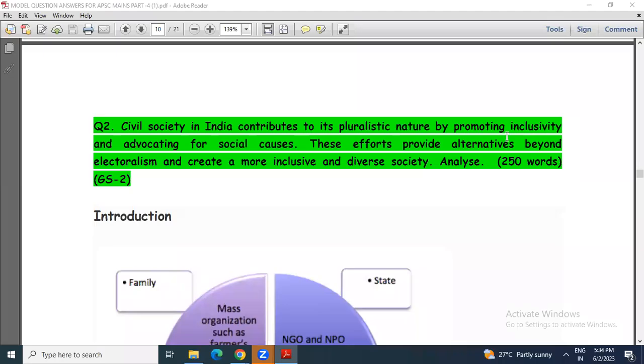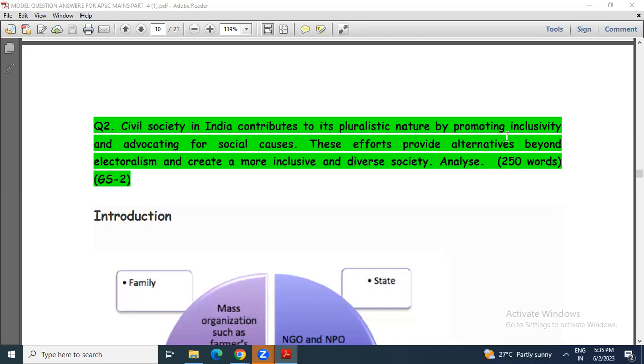Hello everyone. Yesterday we discussed communalism, and today one more very important part of our GS2 syllabus will be covered through this question, and that is civil society in India. The question is: civil society in India contributes to its pluralistic nature by promoting inclusivity and advocating for social causes. This approach provides alternatives beyond electoralism and creates a more inclusive and diverse society.